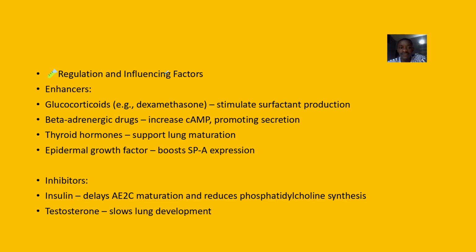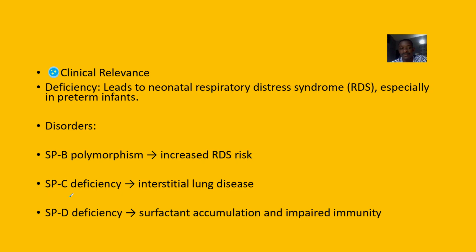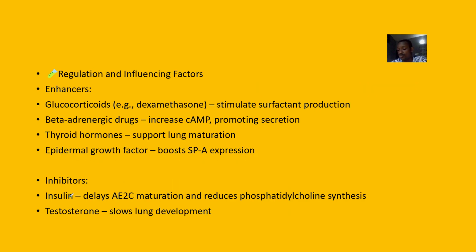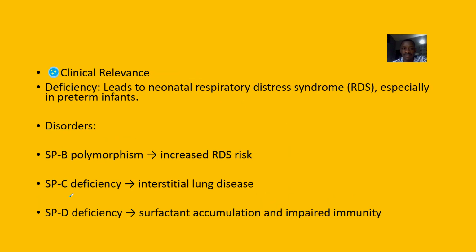Regulation and influencing factors: things that could enhance surfactant include glucocorticoids, which can stimulate surfactant production. So for somebody, mostly a child, who is finding it difficult to breathe, you could actually employ this. Beta-adrenergic drugs too, thyroid hormones, and epidermal growth factors. Inhibitors: insulin and testosterone. Both of them could actually slow lung development.